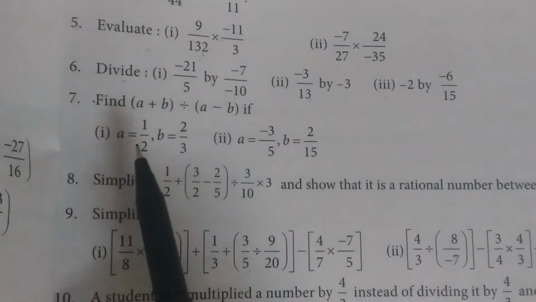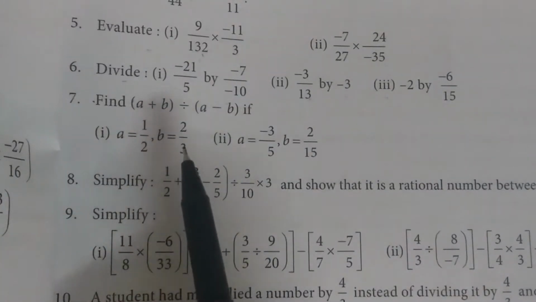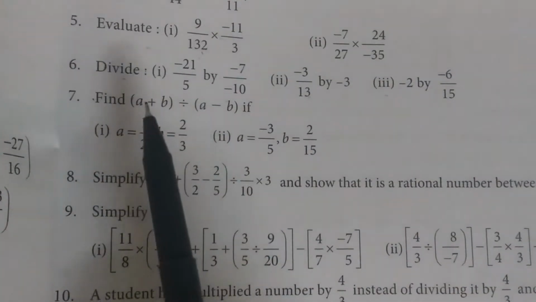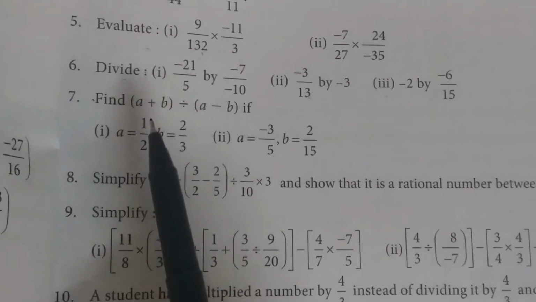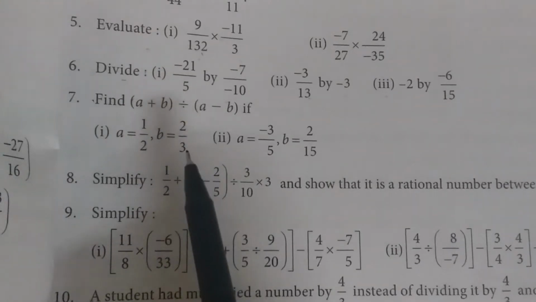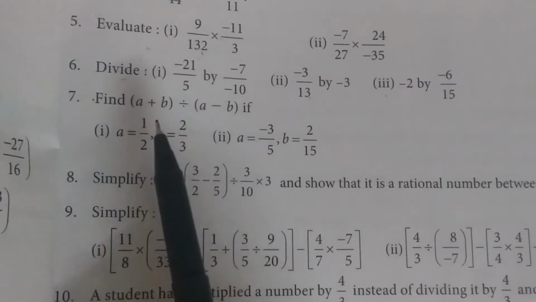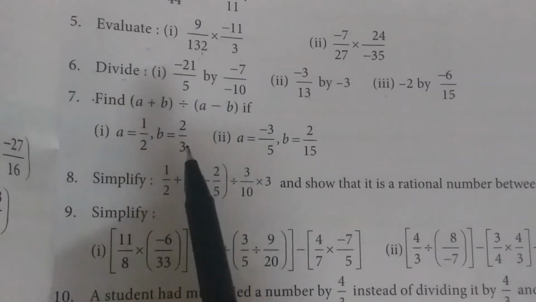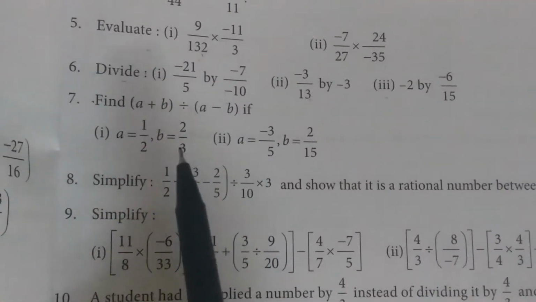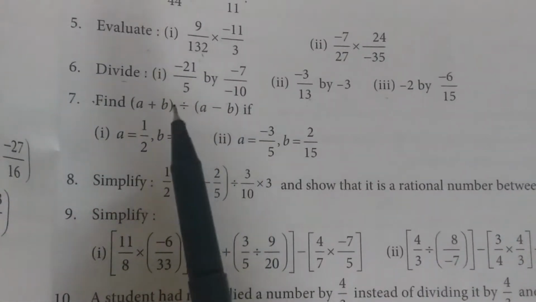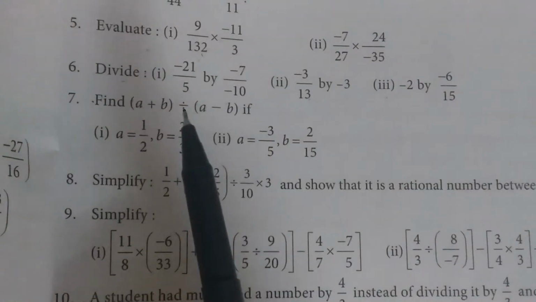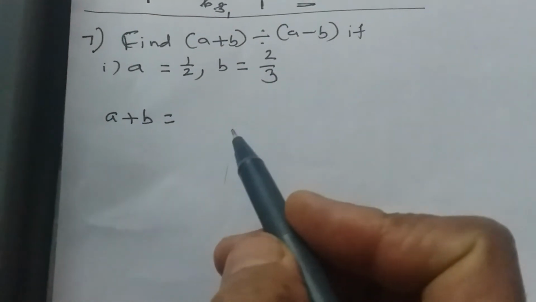What is it? You are given the value of a and the value of b. We have to find a plus b. That means we have to add 1 by 2 and 2 by 3. Then the second expression is a minus b. Subtract 2 by 3 from 1 by 2. So first you add both, then you subtract both, and those two answers we have to divide. Okay, we'll start the sum now.